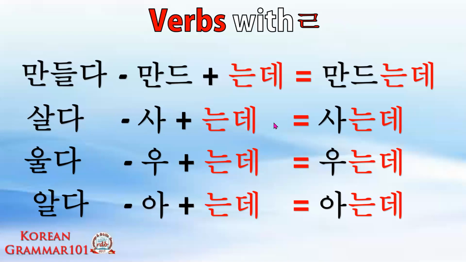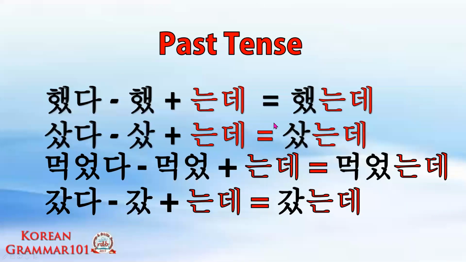Okay, and let's proceed to the past form of the verb. For the past form of the verb, you need to know first how to change the present form into the past form. If you have studied basic Korean grammar, you already know this one. So from the word hetta, this is the past form of the word hada. Hada is to do, hetta is did. So when we conjugate -nunde, we need to drop again the da, which is the verb stem. So it becomes het plus nunde, it becomes hetnunde.